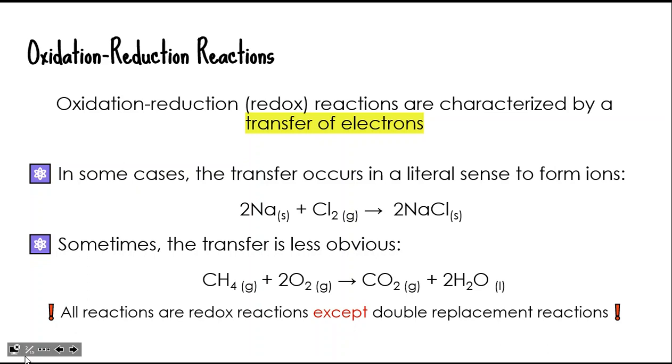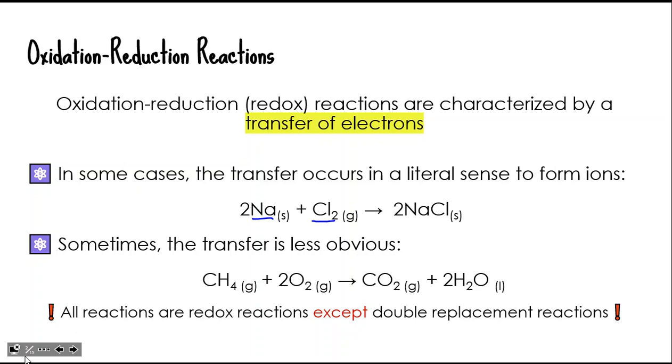In some cases a transfer occurs in the literal sense to form ions. Sometimes the transfer is less literal, because in the second example here you're looking at a bunch of covalent compounds. Covalent compounds typically don't carry charges. We assign them an oxidation number to keep track of the electron transfer, even though we know they are not charged substances.